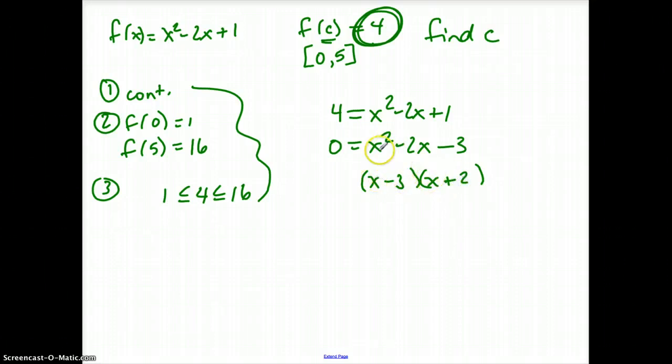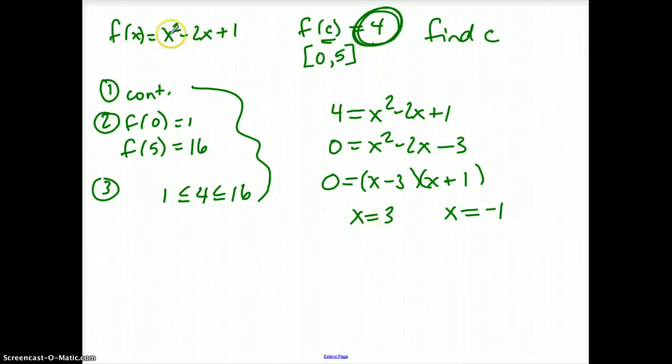So first times first is x squared. Outside's 2x. Inside, oh, I meant to put a 1 there. Good thing I checked. All right, so 1. Outside is 1x, inside is negative 3x, so that's negative 2x, and negative 3 times 1 is negative 3. So that's how it factors. So x equals 3 is one of them, and x equals negative 1 is the other. Those are the 2 places where this function would equal 4.